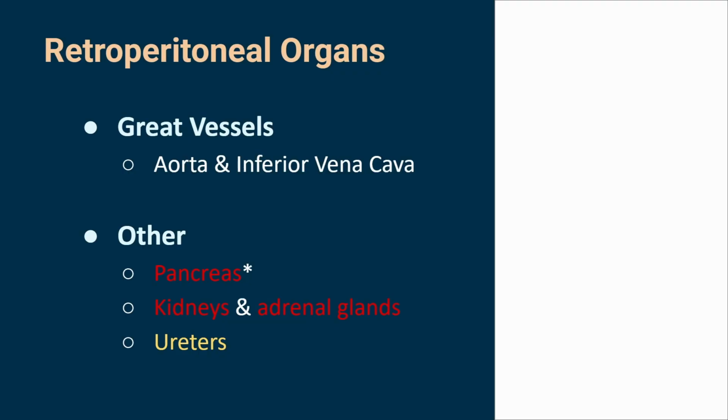Now, our retroperitoneal organs largely consist of our aorta and inferior vena cava. In fact, on some thinner people, you can press hard enough on their stomach, you can feel their heartbeat because of their aorta. It's not that difficult to do.